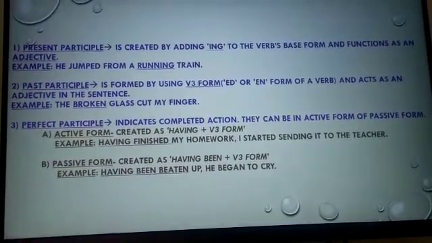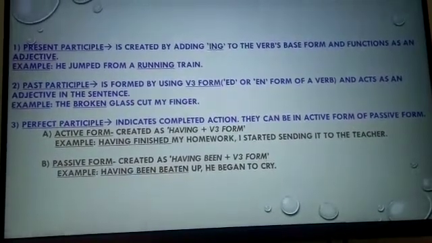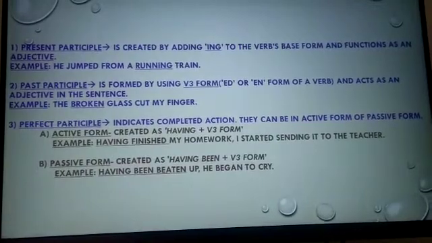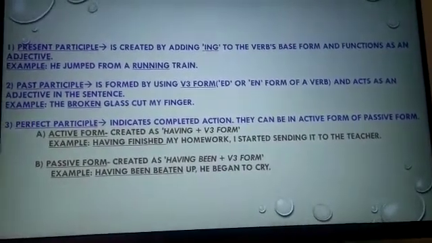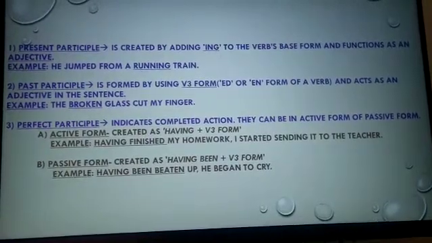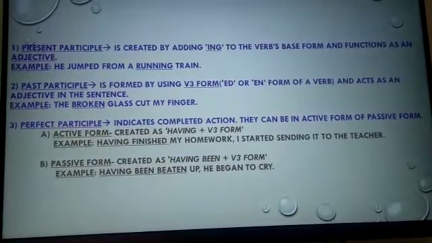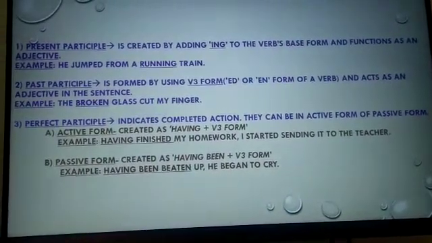The broken glass cut my finger. Here you can see that I have underlined broken. Broken is in the V3 form, hence it is a past participle. And it is an adjective also. It is describing the glass, how the glass is broken. So broken is in the V3 form, it is a past participle, and it is describing the glass also.